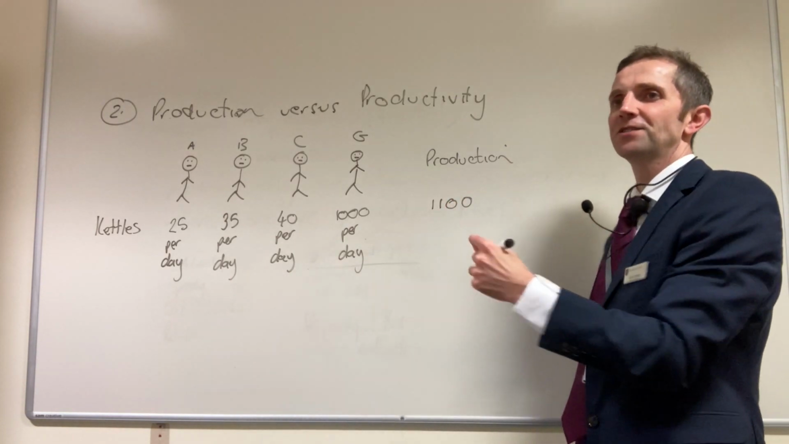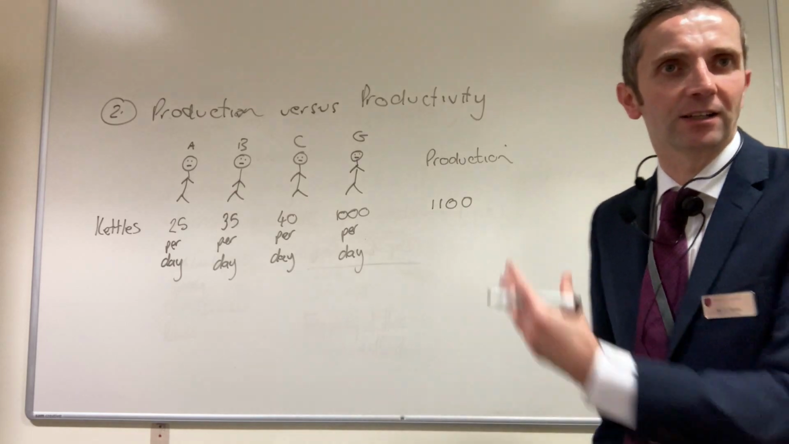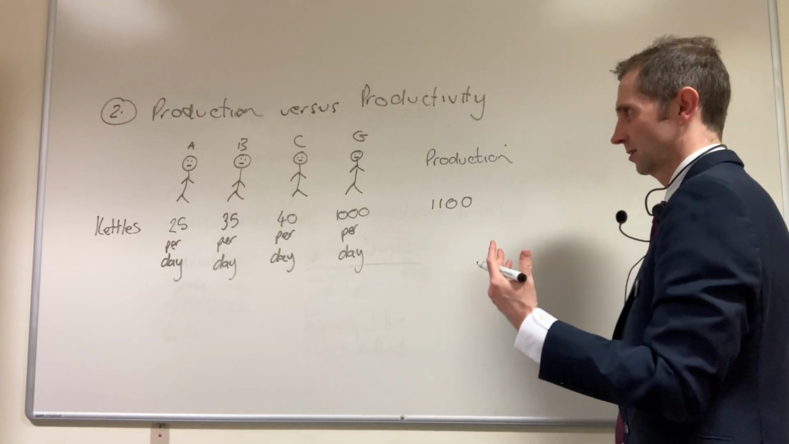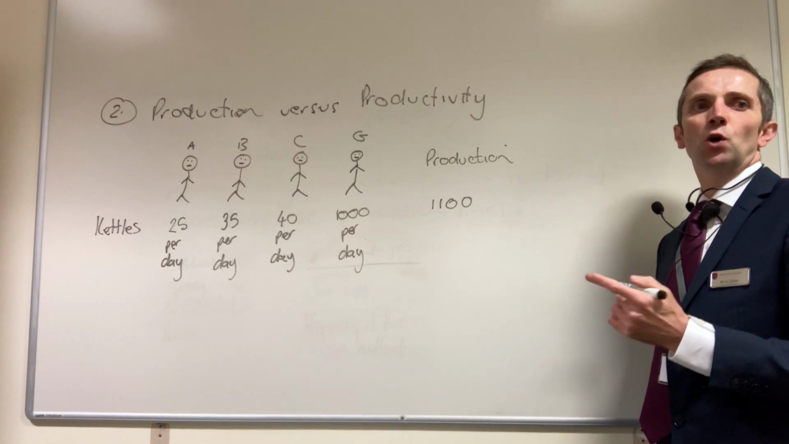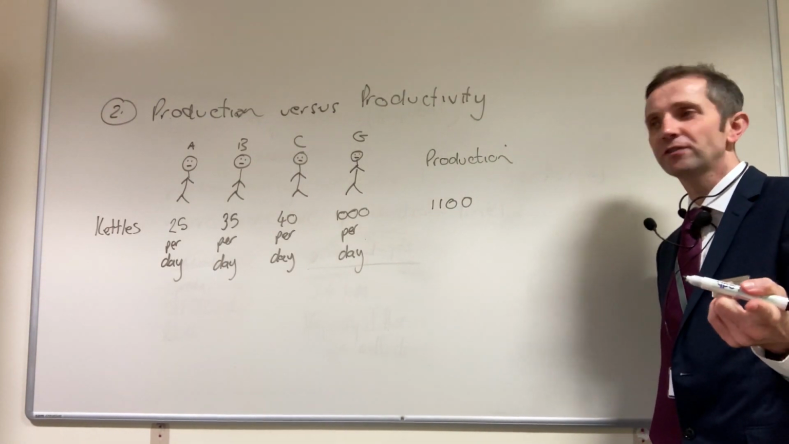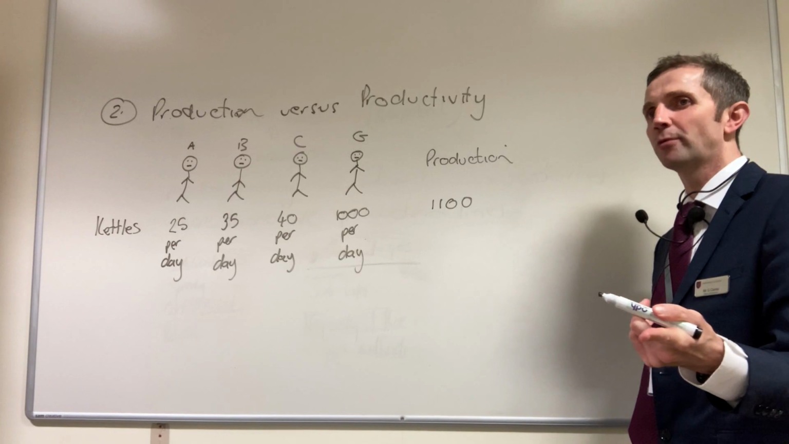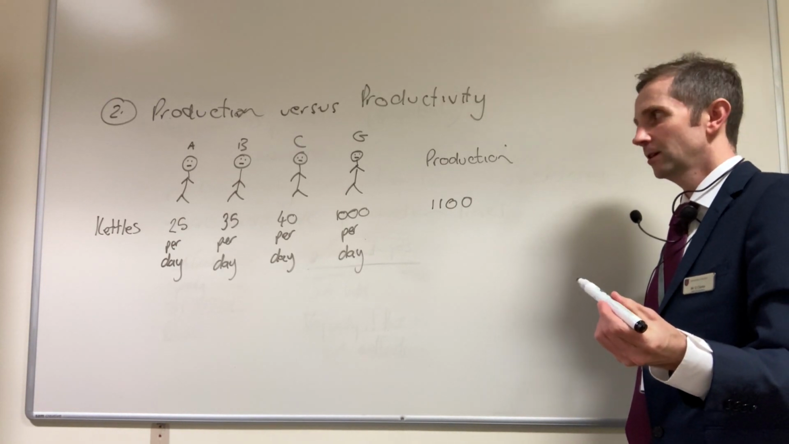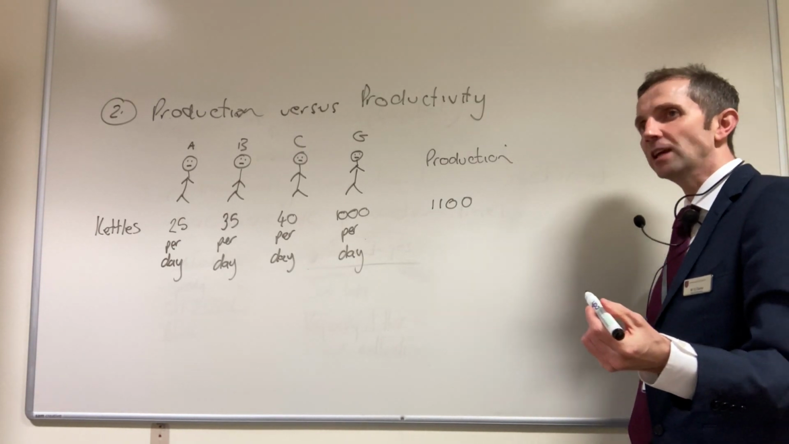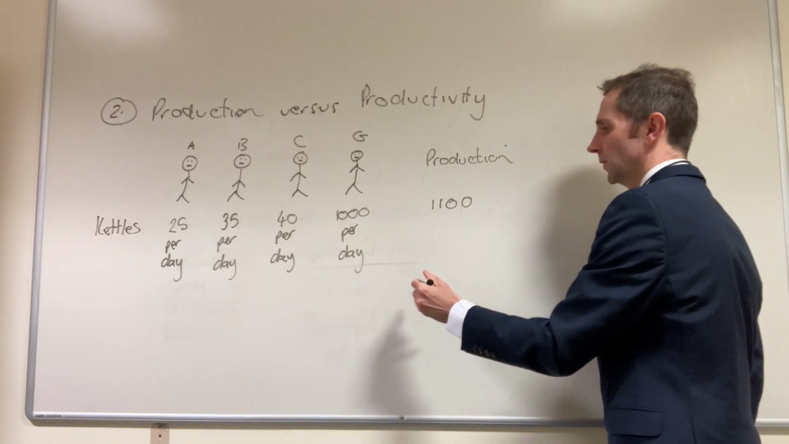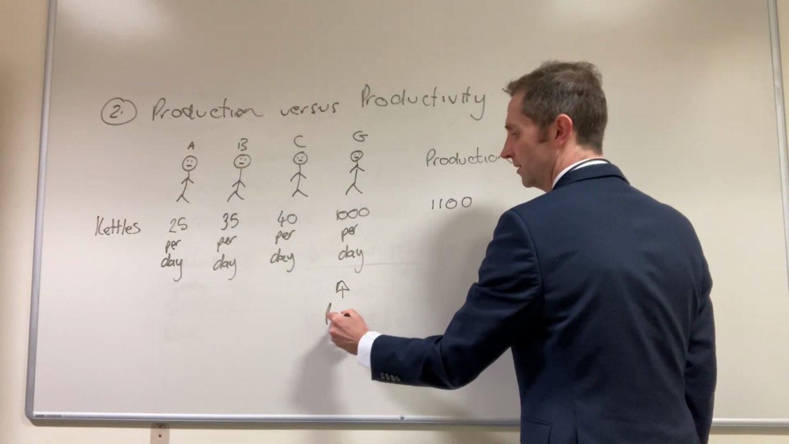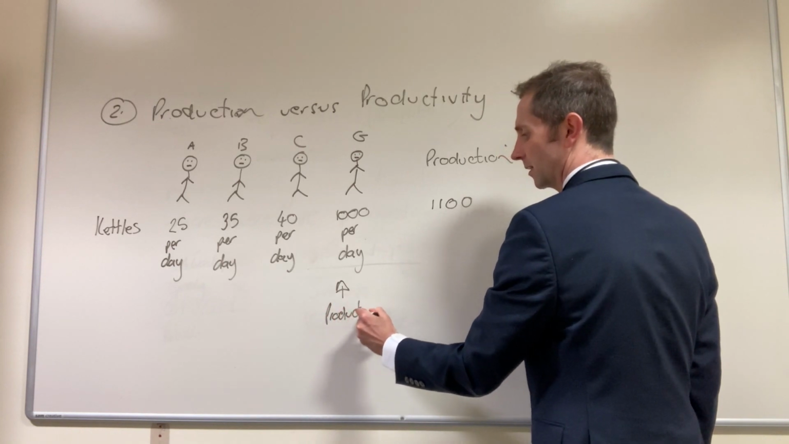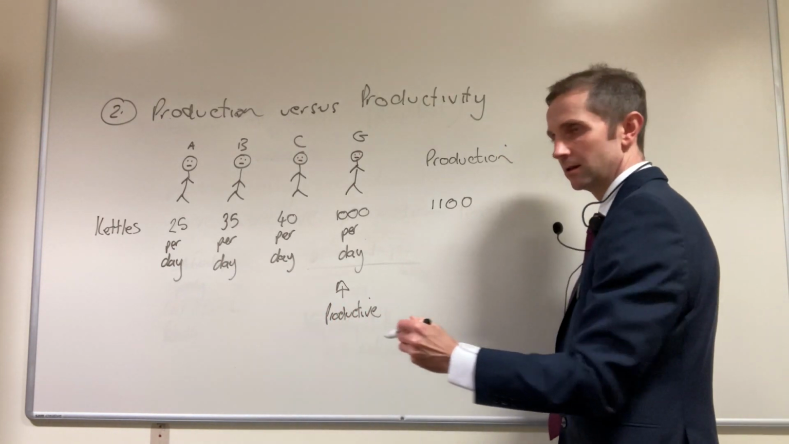So production is how much you make, how much you output. But if I said to you, who is the most productive, Caitlin, who's the most productive worker there? G. G is the most productive worker. And why is that, Caitlin? Because they produce the most per day. Correct.